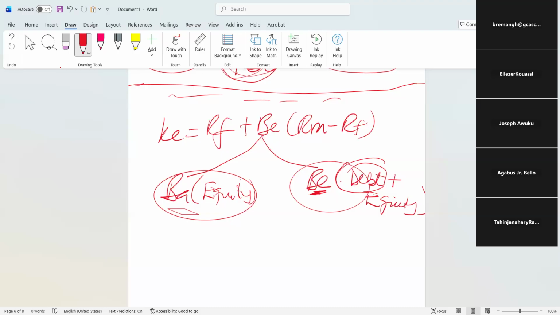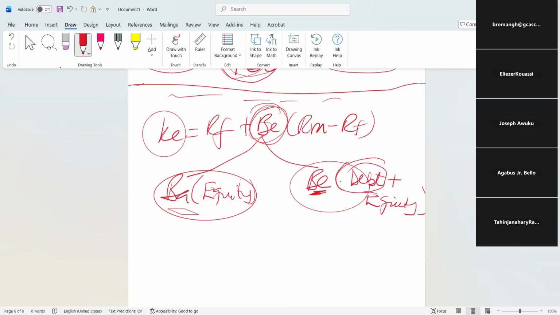So there are some instances where the examiner needs to give you the equity beta. The equity beta is what you need in calculating the KE. The examiner is supposed to give you the equity beta, but in some instances the examiner will not give it to you. Say we are talking about Eliezer company. The examiner is supposed to give me the equity beta of Eliezer company, so that I use it to calculate the cost of equity for Eliezer company.